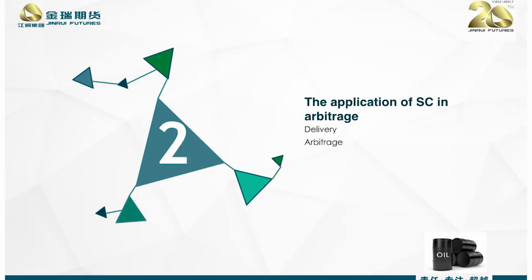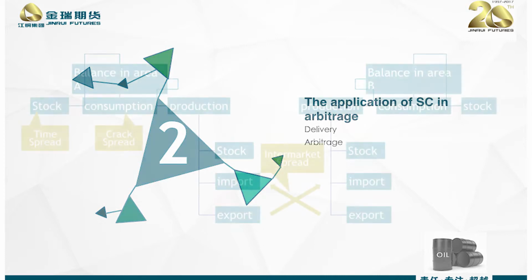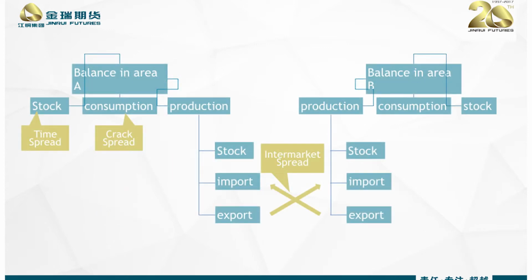After comparing the INE and foreign crude oil futures contracts and introducing the trading rules, let's move on to the second part, the application of SC crude oil futures in arbitrage. In the crude oil market, the main arbitrage methods include intermarket arbitrage, time spread arbitrage, and crack spread arbitrage. The details are as follows.